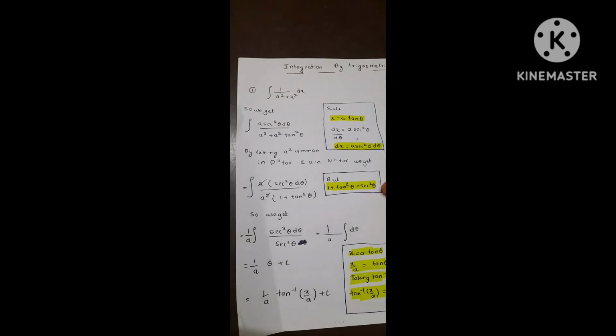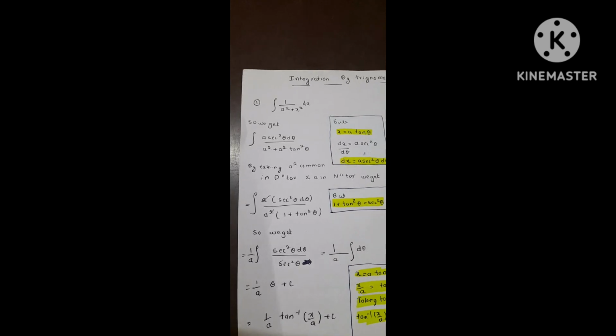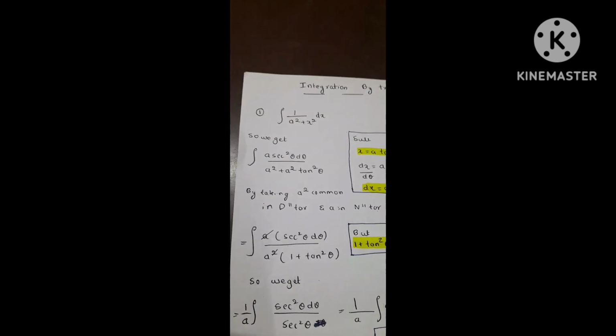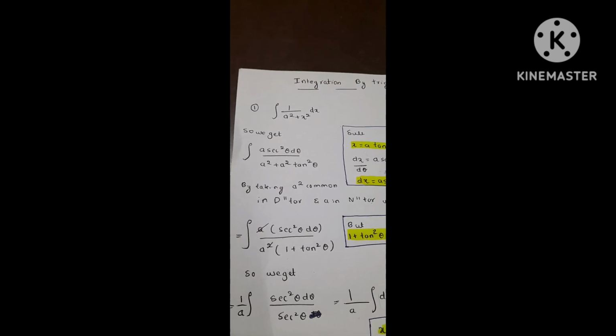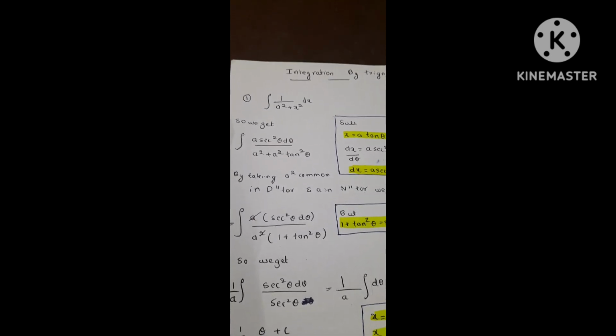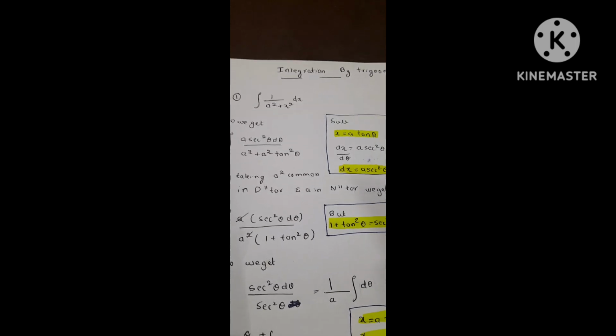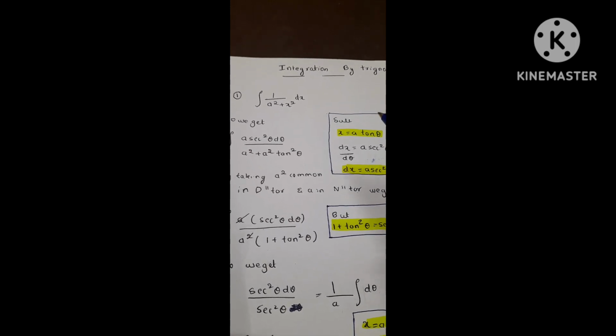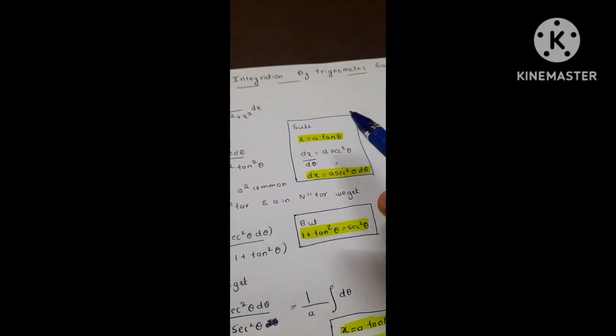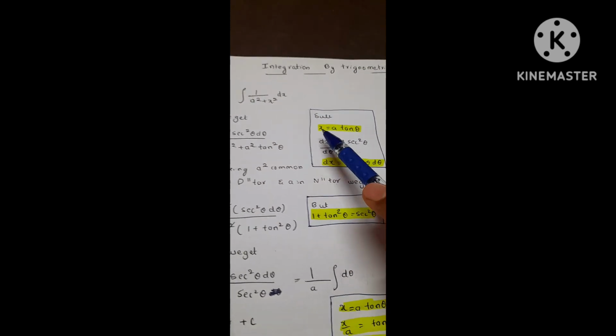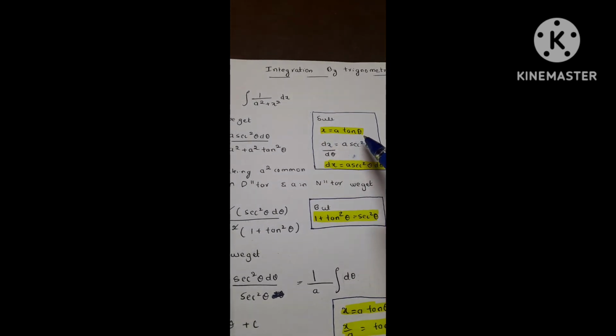So the first problem is given in the question, you can see here. The question is the integration of 1 by a square plus x square. We have studied how to substitute in the equation. The substitution is x equals a tan theta.